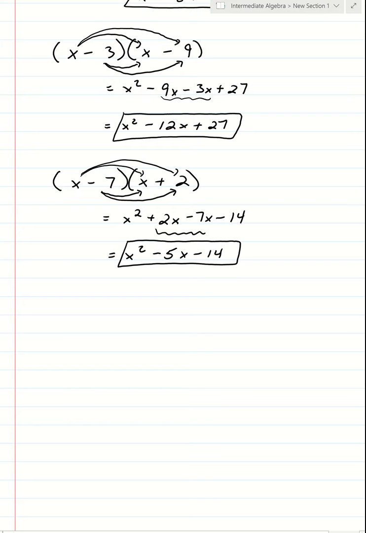Let's have you do one. Let's say we have the following. x plus 5 times x minus 5. Pause the video, multiply those two polynomials together, and let's see what you get. Turn it back on when you're done.